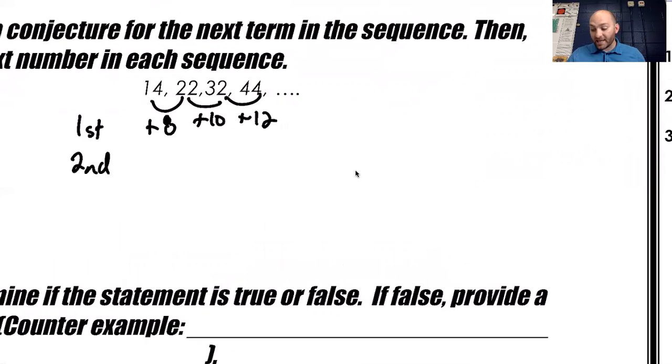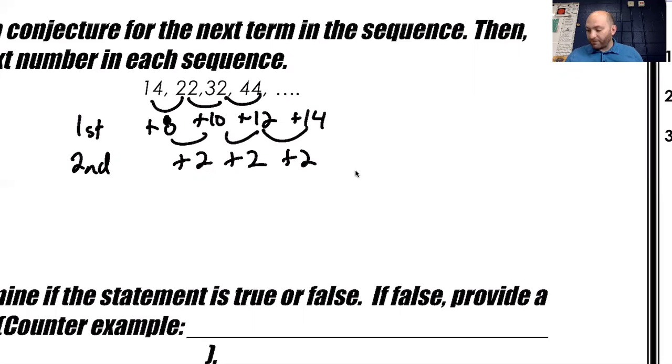But if I look at the second level, these are all plus 2s. So that means my next number here should be a plus 2, making this first level here a plus 14. And 14 is describing how I get from 44 to the next number. So I can do 44 plus 14, which is going to give me 58. And that's how I get to that.